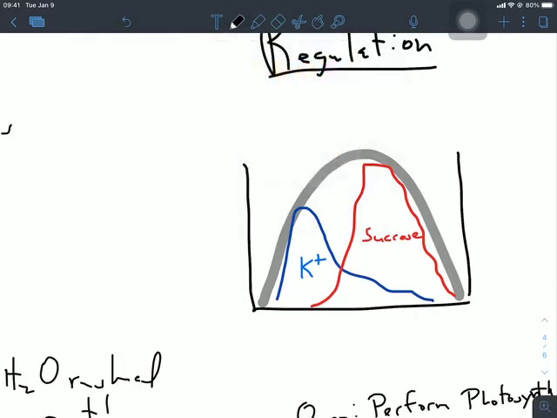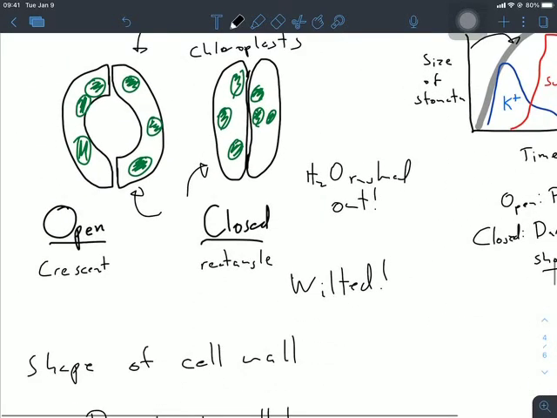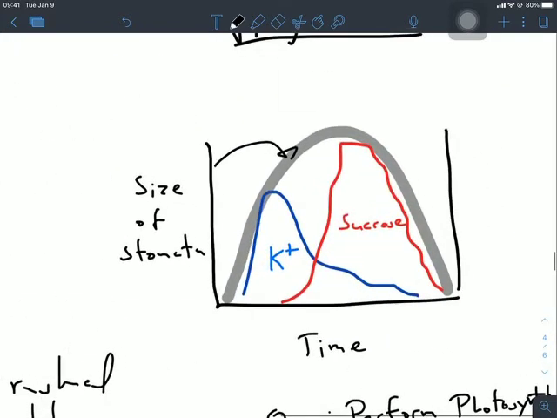So as you should with any graph, there's got to be axes labels. On the x-axis, you have time. On the y-axis, referring to our black line, you have the size of the stomata opening, meaning this size, the size of the pore. And on the other side, you have the concentration of the substance. This referring to either sucrose or potassium.